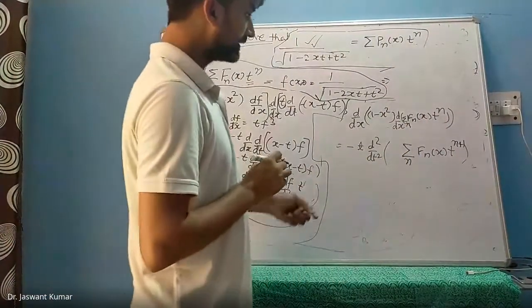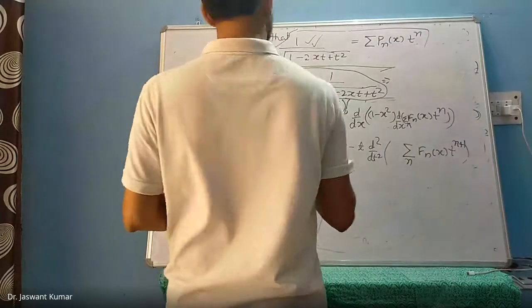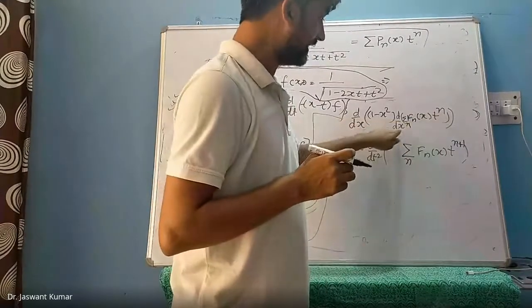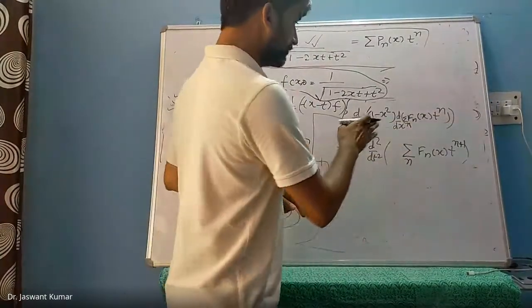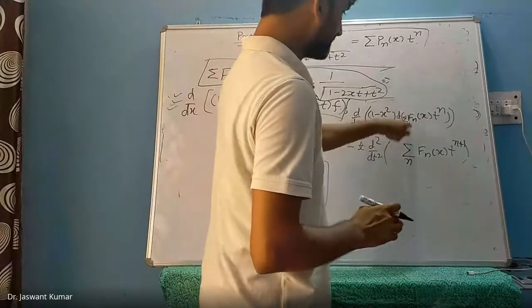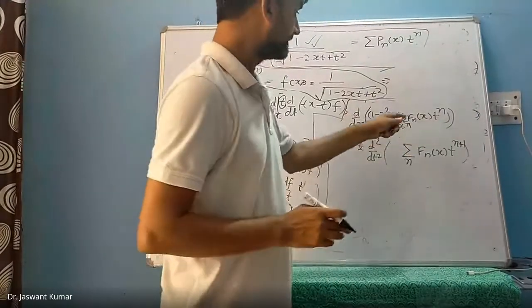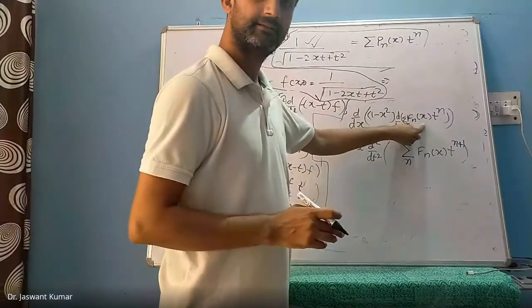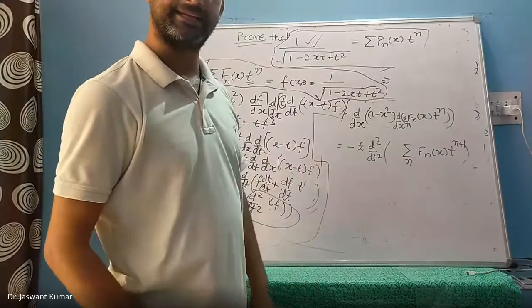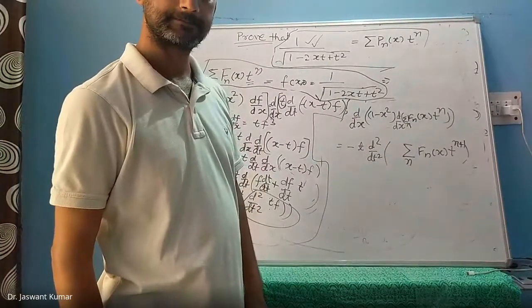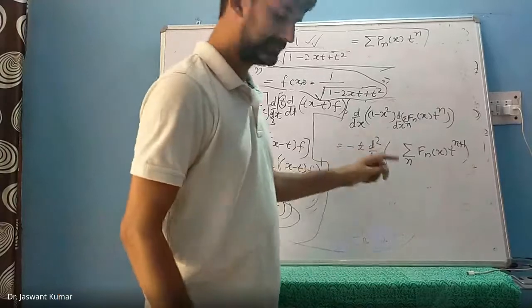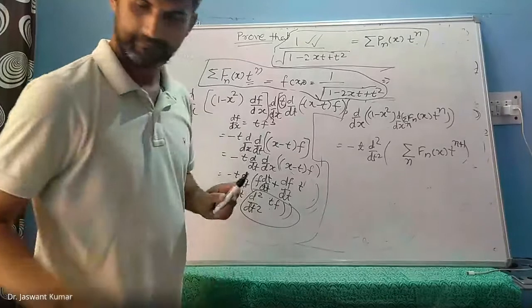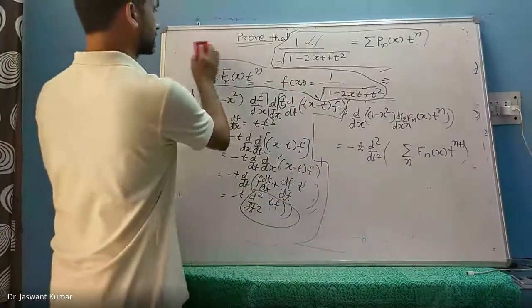Okay, so once again, this summation over n of t to the power n, because t is independent of x. So you can also write this d by dx of summation f_n(x) t to the power n as summation over n of d by dx of f_n(x) multiplied with t to the power n. Let me explain once again. This is going to be slightly important, so I will erase all this.